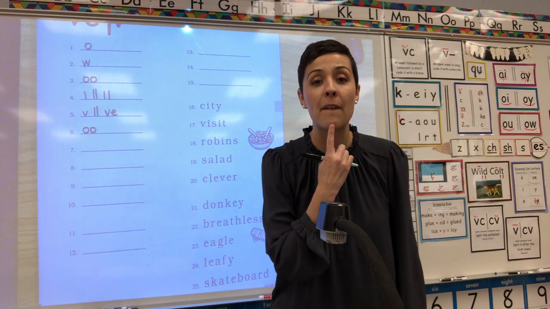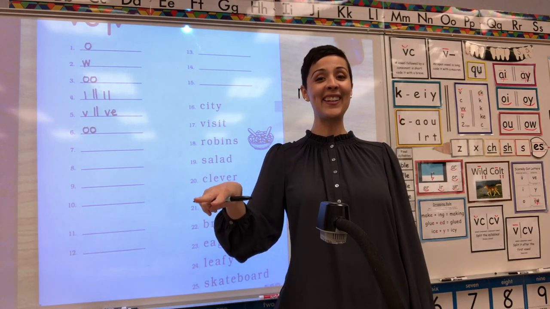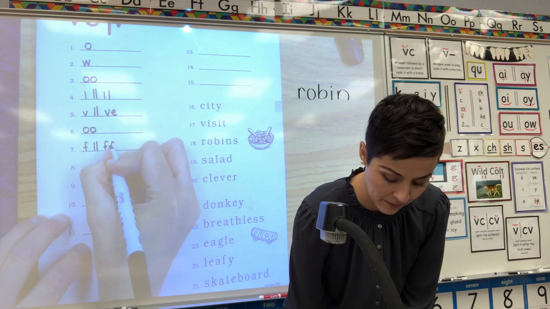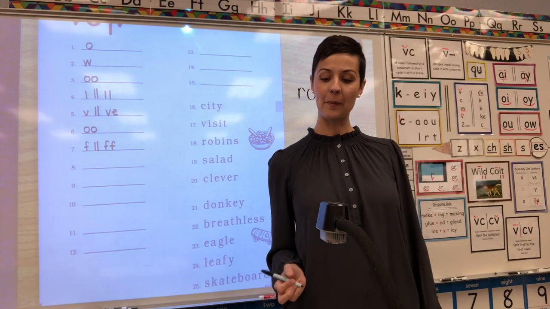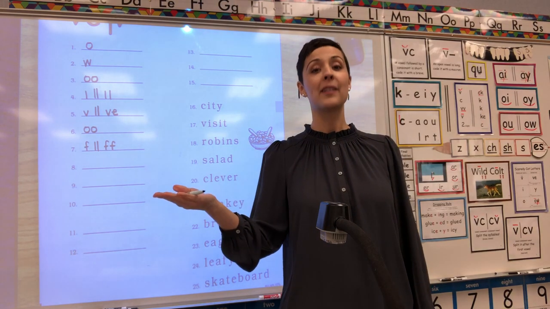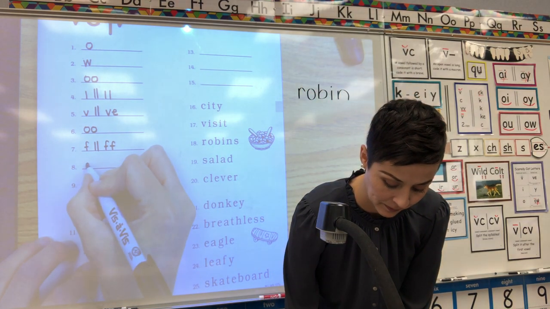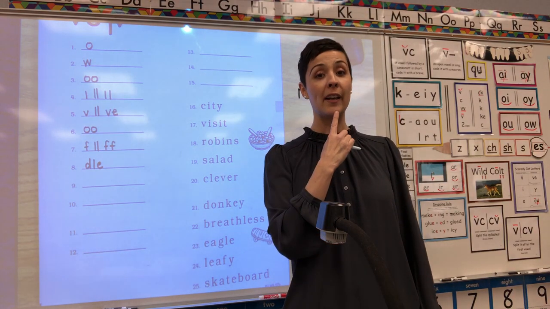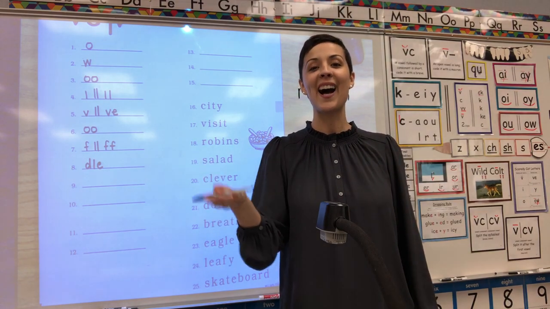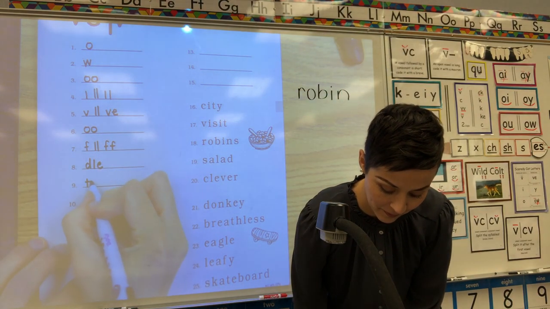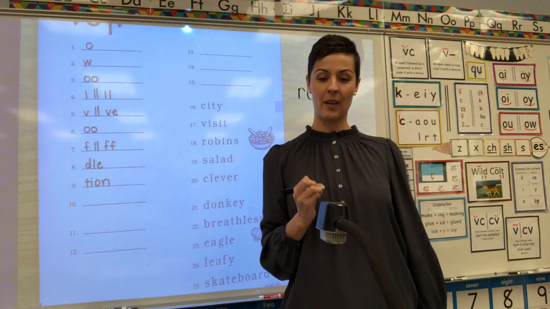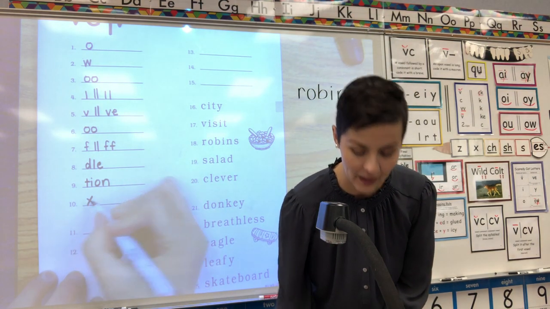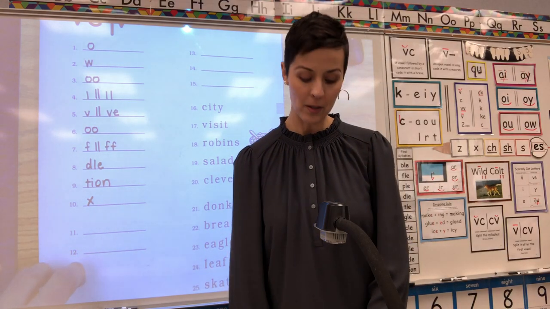Number seven, F, final FF. Number eight, dull, final syllable D-L-E. Number nine, shun, final syllable T-I-O-N. Number 10, oh, that one was too easy. Okay, let's come down to the bottom by number 11.